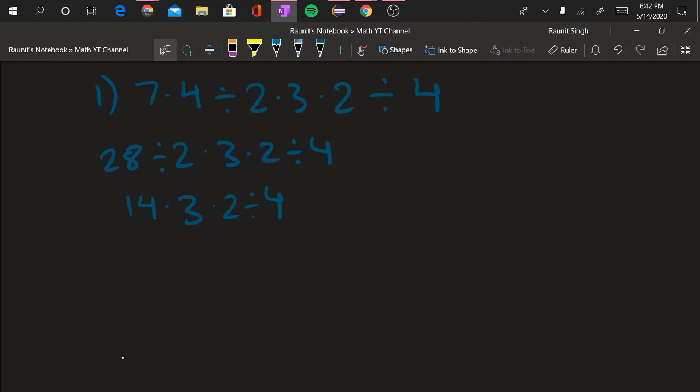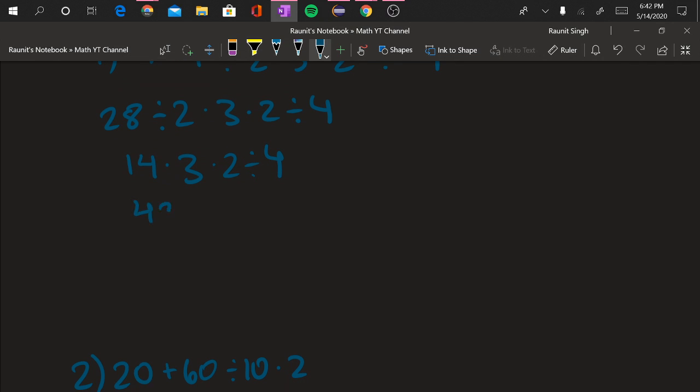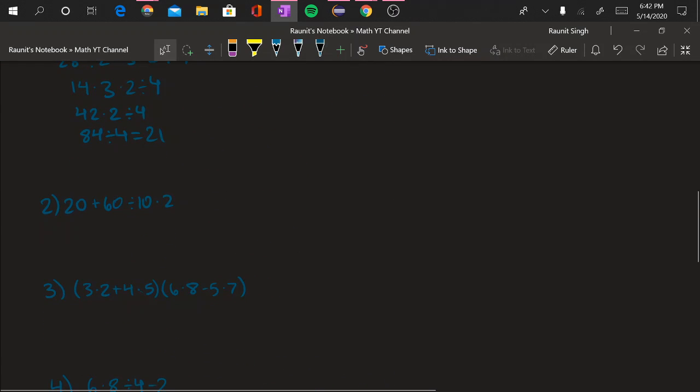And now 14 times 3, which is equal to 42, times 2 divided by 4. We get 42 times 2 is equal to 84, divided by 4, which is equal to 21. Right? Now we're going to go on to the next example.